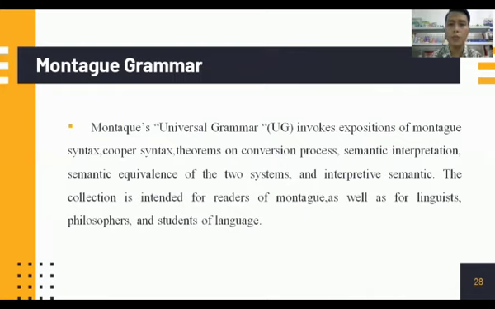Montague Universal Grammar involves expositions of Montague syntax, supersyntax, theorem on comparison process, semantic interpretation, semantic equivalence of two systems, and interpretive semantics. The collection is intended for readers of Montague as well as for linguists, philosophers, and students of language.